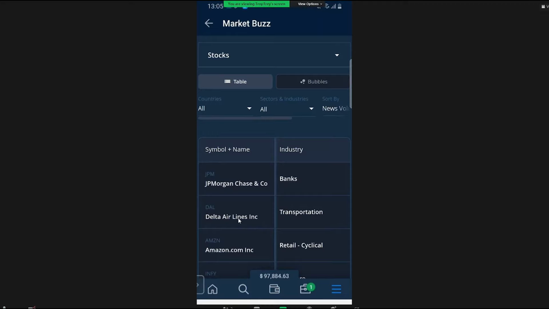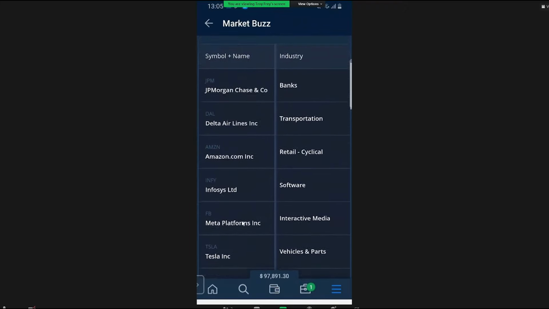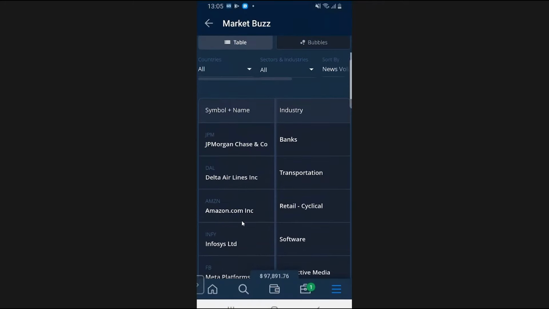Coming out of a pandemic, airlines probably are starting to get more business, so it makes sense that airlines might have a lot of articles. If you're interested in trading on any of these that are trending, and as you scroll down, there are more and more. Tesla, Meta Platforms, makes sense.